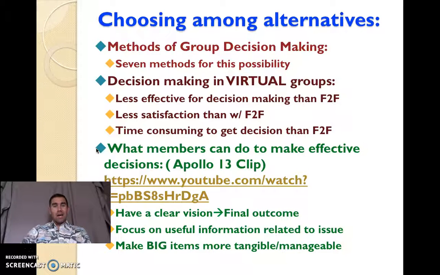Now let's see what else we have going here. We have decisions by virtual groups. Decision by virtual groups is pretty much like how we're talking through the internet and technology. It's a little less effective for decision making than actual face-to-face. F2F is face-to-face. So there is less satisfaction than with face-to-face, and it's more time-consuming to get the decision, because you need to send something in order to get something back.